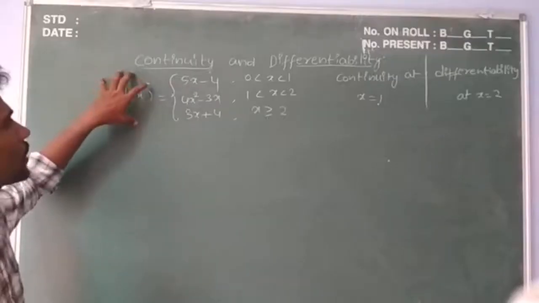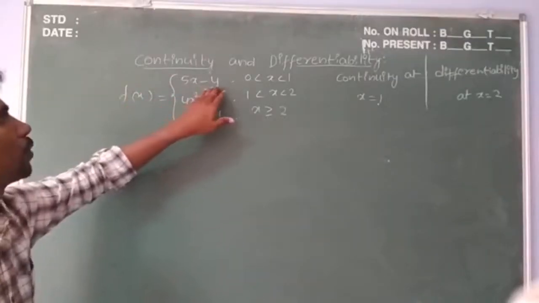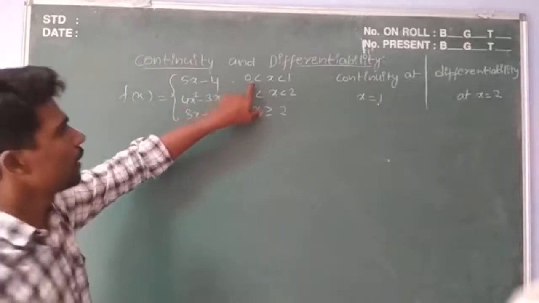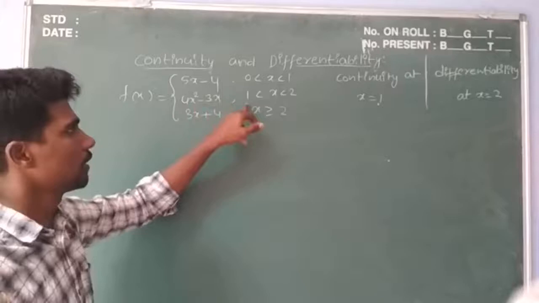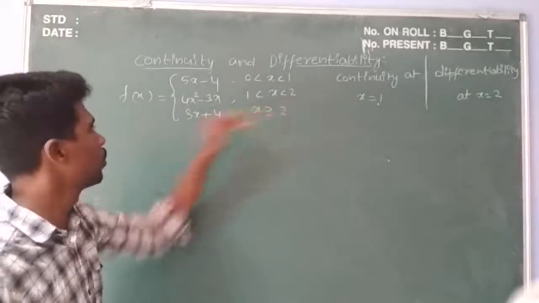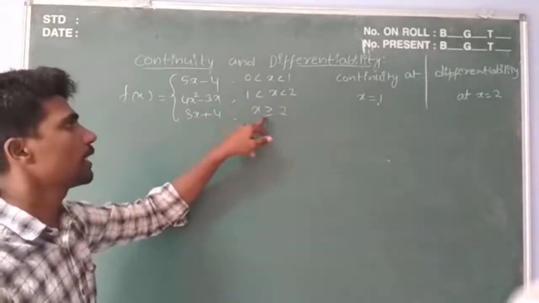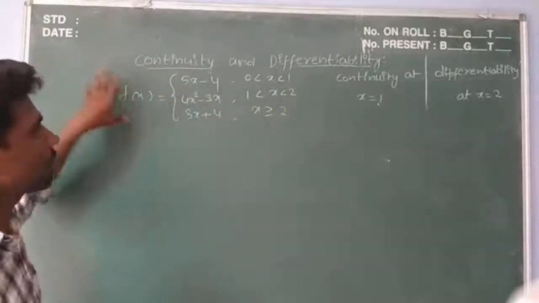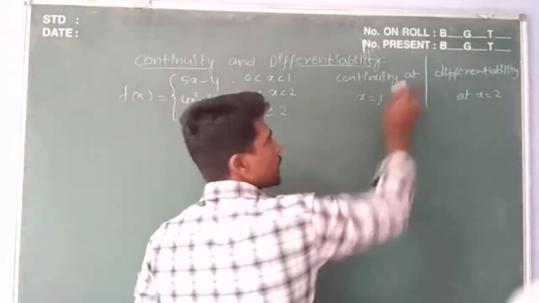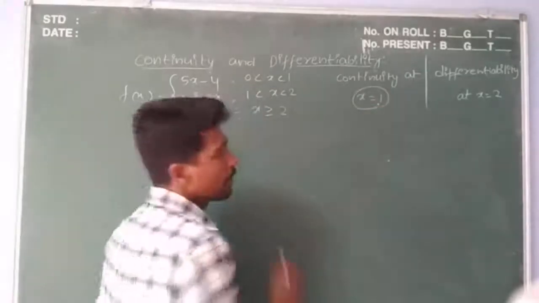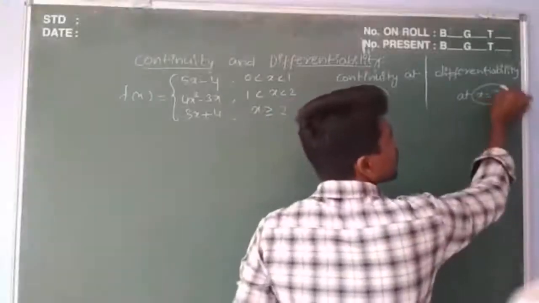They have given a function f of x is equal to 5x minus 4, which is defined in the interval 0 less than x less than 1, 4x square minus 3x in 1 less than x less than 2, 3x plus 4 for x greater than or equal to 2. So check whether the function is continuous or not at x is equal to 1, and whether it is differentiable or not at x is equal to 2.